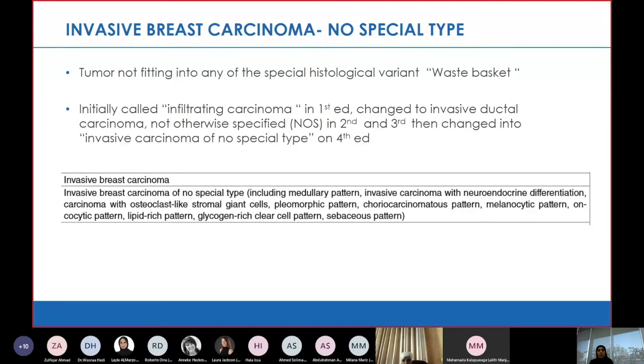So the spectrum, the morphological pattern under invasive breast carcinoma NST is really heterogeneous, and you can have a wide range of morphologies. I just mentioned the special entities that are regarded as a morphological pattern, and medullary carcinoma and even more.